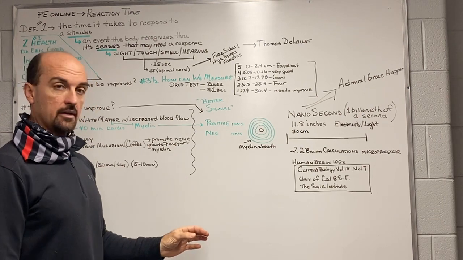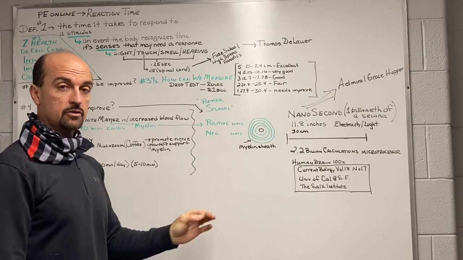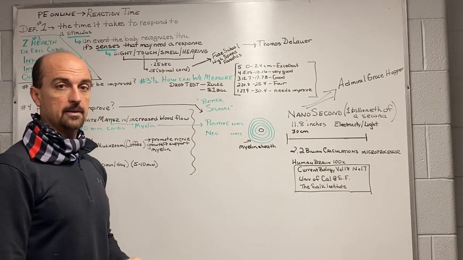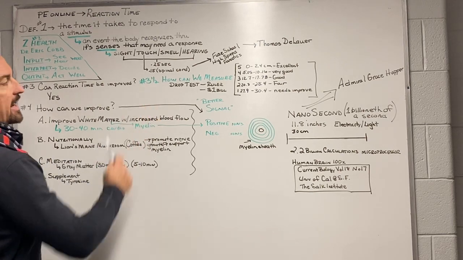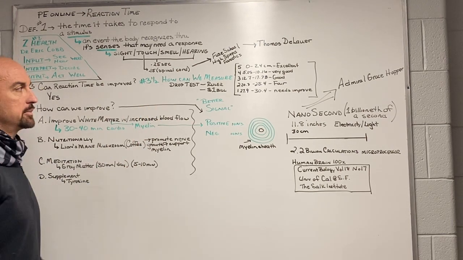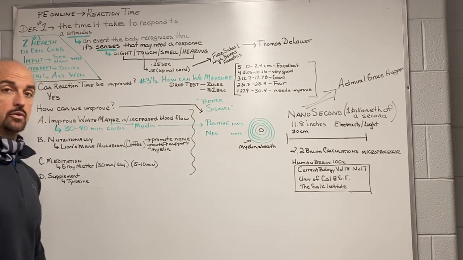You hold the dollar bill, or somebody does it above, and they release it, and then you try to react to it and catch it. Okay. So that was question number 3.5. How can we measure it? Very simply, the easiest, most common way that I found was with a 12-inch ruler.